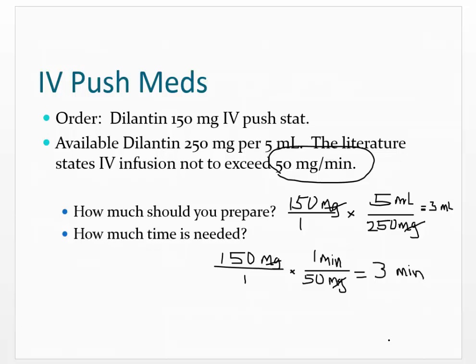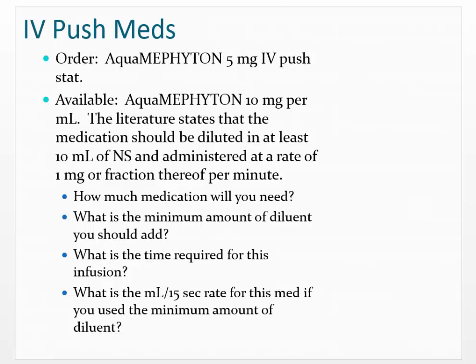Let's take a look at a second example, just to go through the process again. A few more questions here, but same basic idea. First thing that I see is the order is 5 milligrams. It's an IV push. I see that's available is 10 milligrams per milliliter, so that's the strength of my med. The literature says that it should be diluted in at least 10 milliliters, so keep that in mind, and administered at a rate of 1 milligram or fraction thereof per minute. So now I can focus on my questions, and I'll use the different pieces of information at different times.